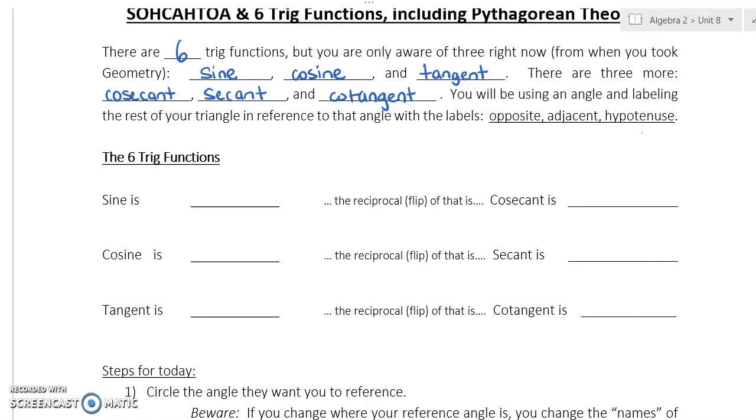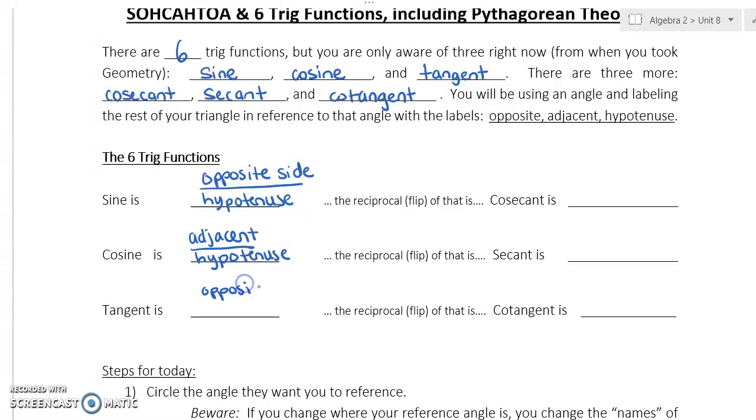So sine has a relationship of opposite side divided by the hypotenuse side. Cosine has the adjacent side divided by the hypotenuse side. And tangent is the opposite side divided by adjacent side. And then we have the reciprocals.